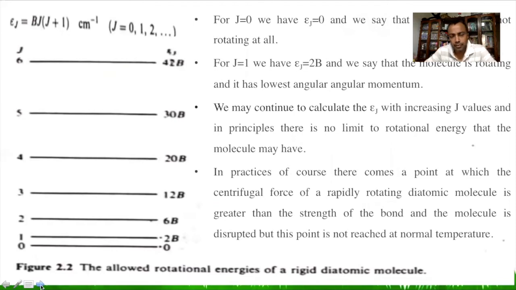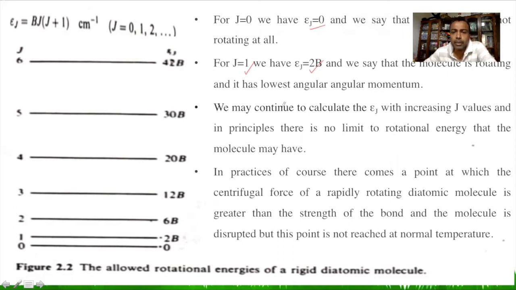If you observe, if the value of J is 0, then its value, or wave number, comes out to be 0. If J equals 1, then it will be twice B. This is the minimum rotational energy, or the lowest angular momentum that is possible.